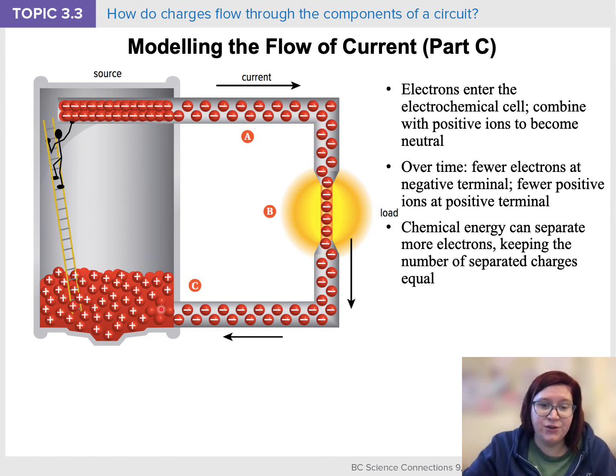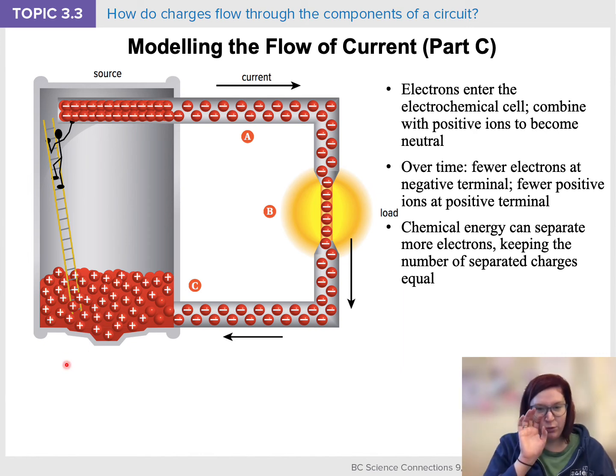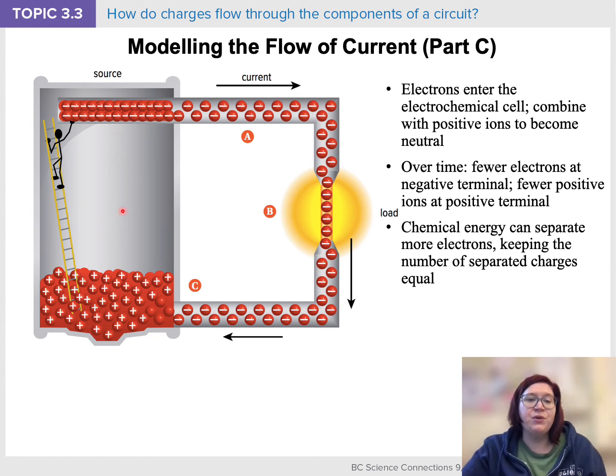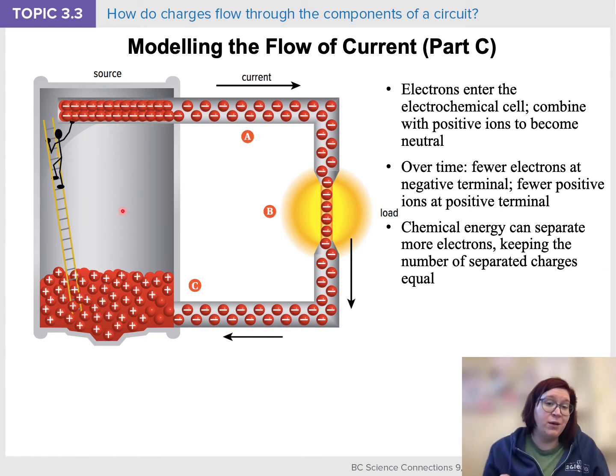Electrons enter the electrochemical cell, combine with the positive ions here to become neutral. And over time, we're going to have fewer and fewer electrons at the negative terminal, fewer and fewer positive ions at the positive terminal. But this little guy here represents chemical energy, which keeps separating the charges. However, a lot of batteries do have a lifetime, so the chemical energy can only convert for so long before the battery dies.